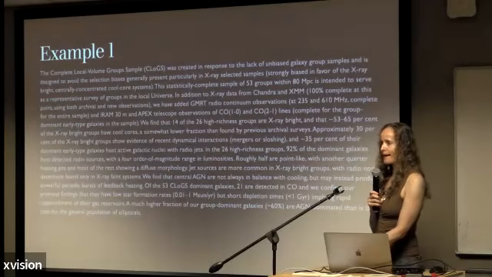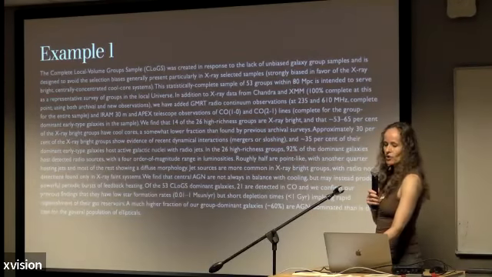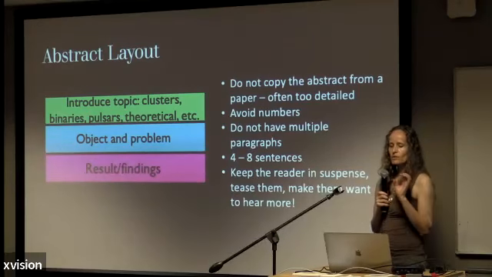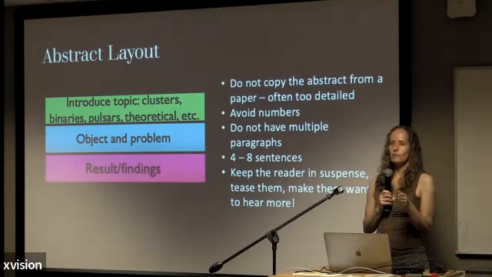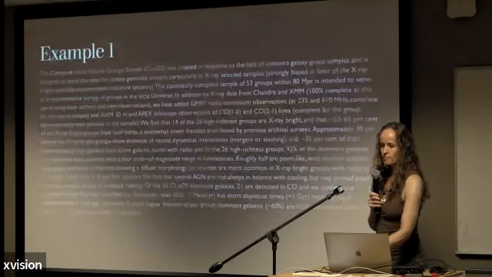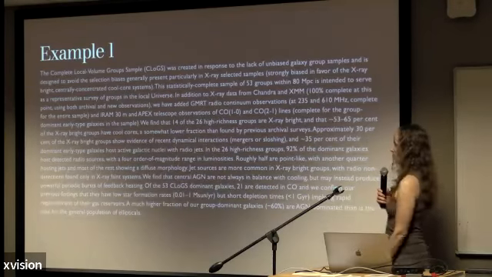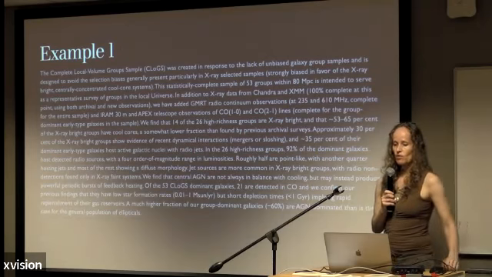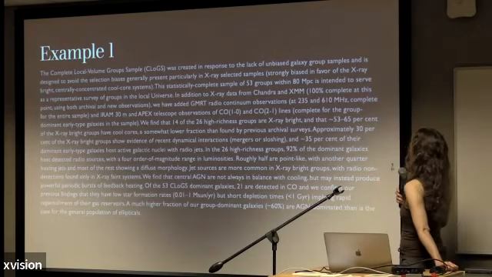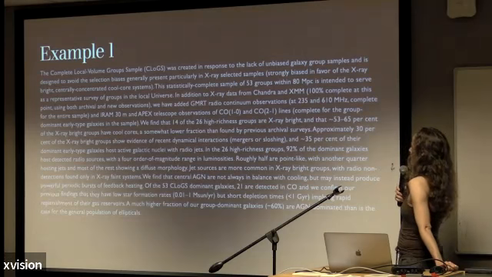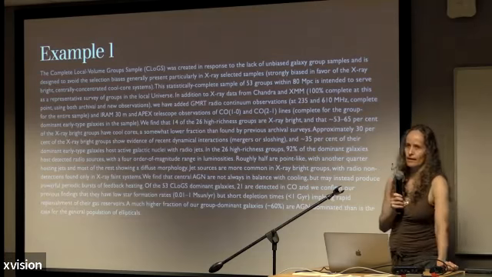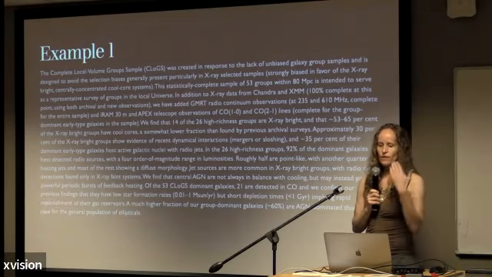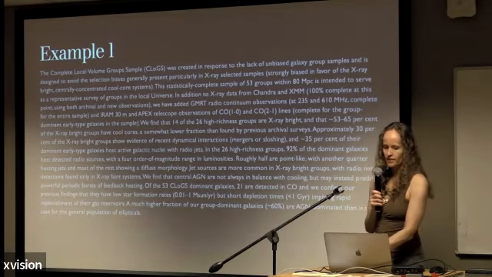So here's a bad example. Unless you're at a workshop, do not copy an abstract from a paper. This is pretty much an abstract from a paper that was thrown in. Just trying to read through that, there are tons of numbers. It has a lot of detail, and it is great as a paper abstract. It is terrible as an abstract for a talk. By the time I've read through this, I've already forgotten what was in the beginning of it.